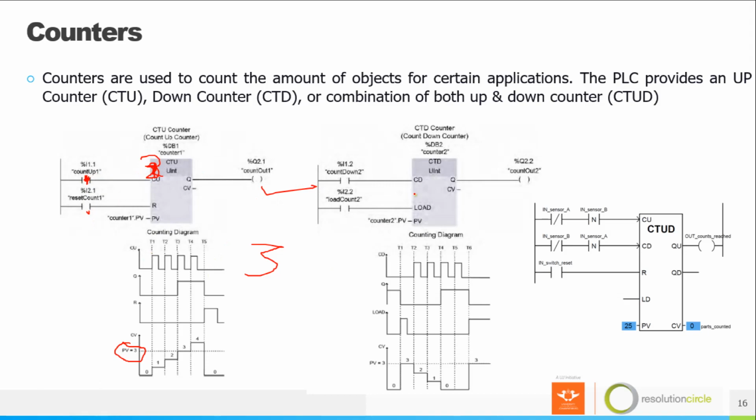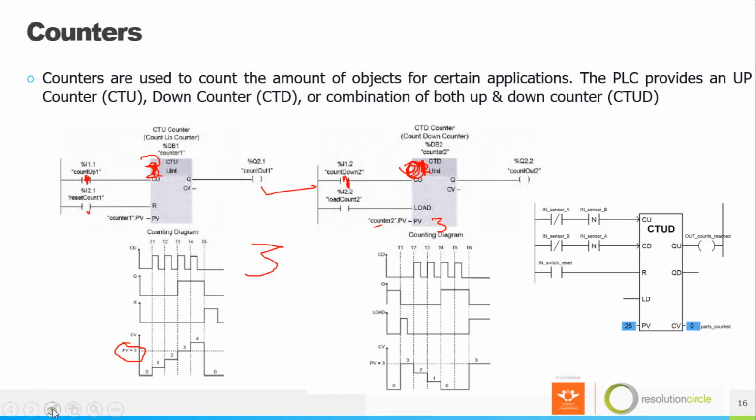With a down counter, let's say my preset value is 3 again. When I press here, I'll have 2. I release, I press again, I'll have 1. I press and release, and when you press for the third time, you have a 0. Then your output will be high.